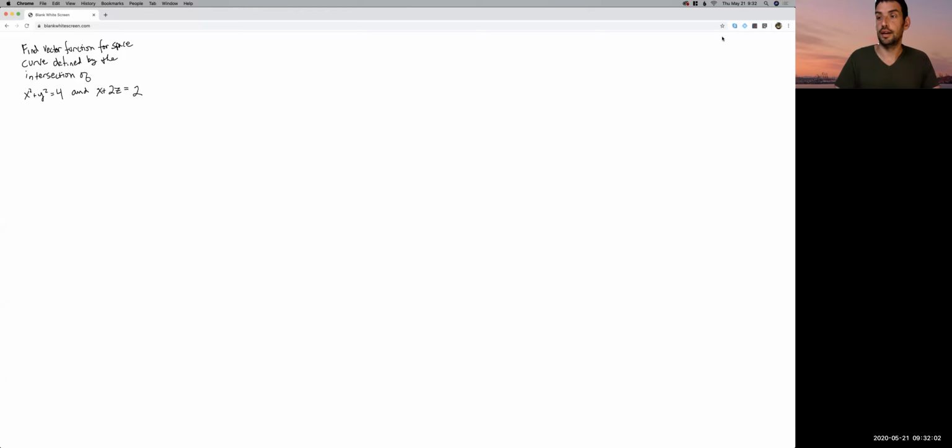Hey everybody, I'm going to do an example here of creating, well, you can see a vector function. Sorry, my writing is a little messy. I'm still not perfect with this thing. So I want to find a vector function for the space curve defined by the intersection of two surfaces. So my surfaces are x squared plus y squared equals 4, and then x plus 2z equals 2, okay?